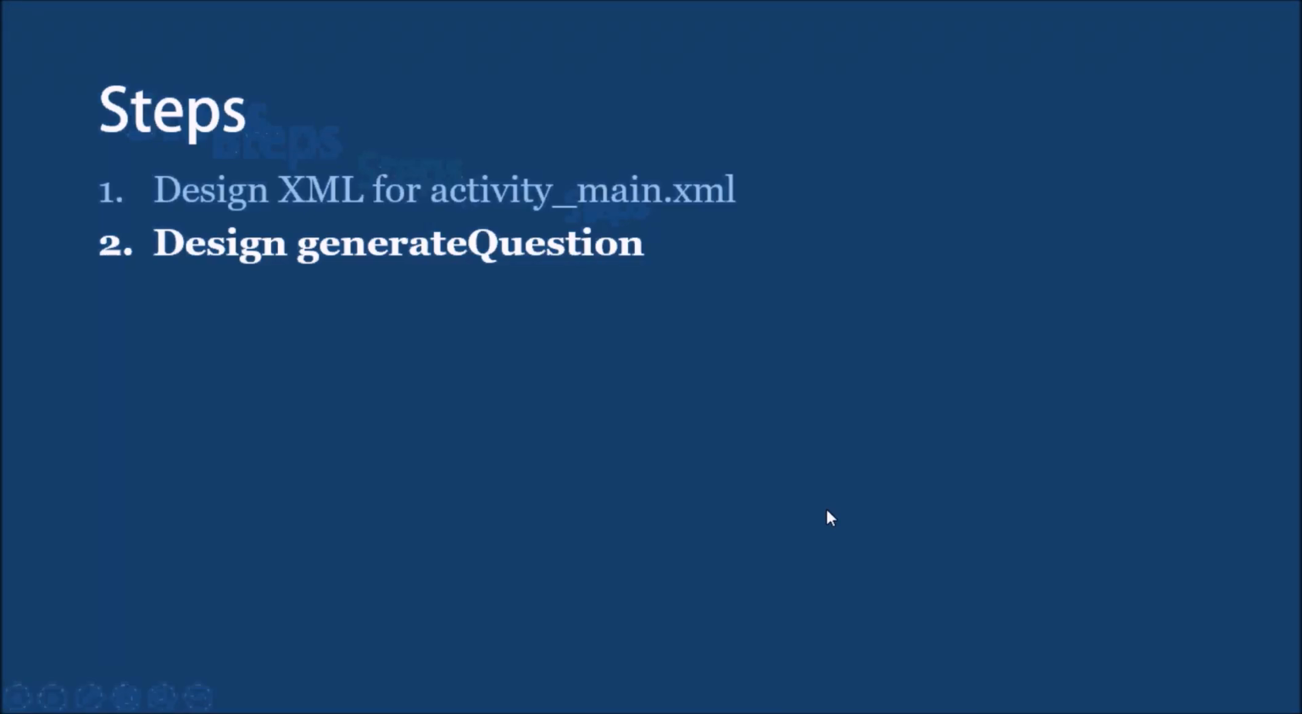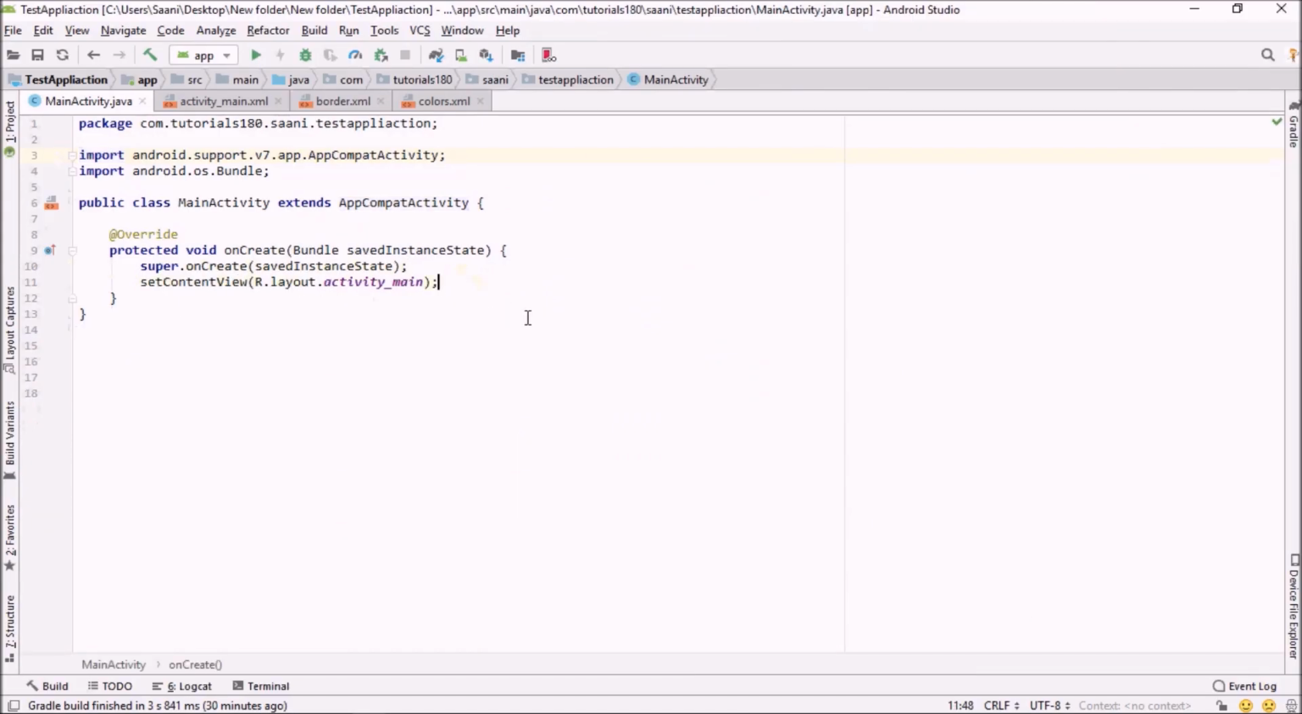Okay, welcome back guys. In this video tutorial, I'm going to design the generate question method that will generate a question every time we click on a text view of our XML layout. So let me get back into the Java file. As you can see, I'm in the MainActivity.java file.